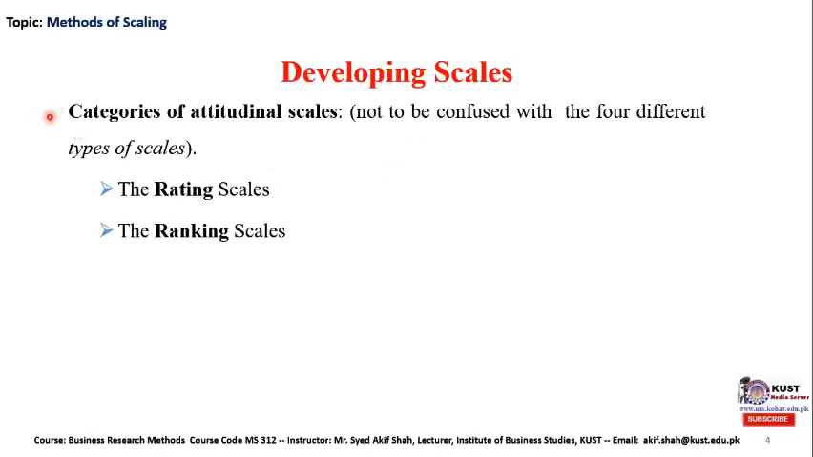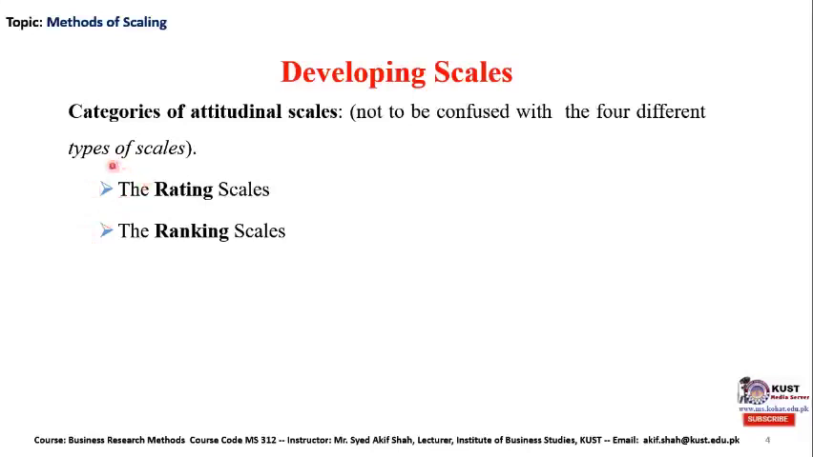So we have two categories of attitudinal scales when the researcher is interested in figuring out the responses, attitudes, or behavior of the respondents. There are two scales: one is known as rating scales and the other is known as ranking scales.